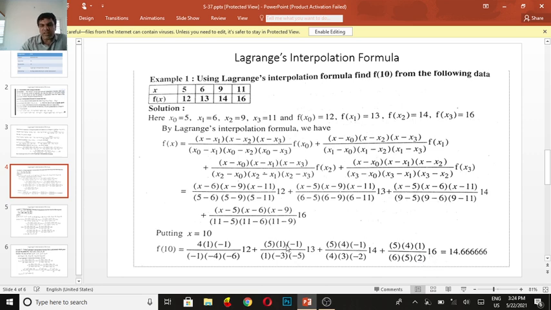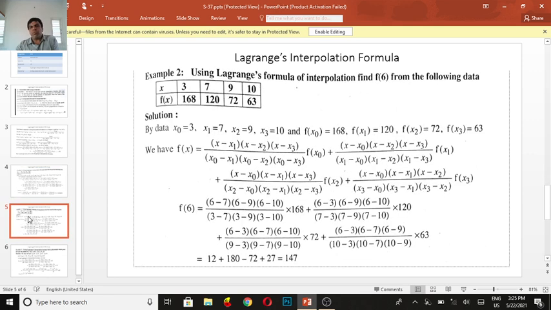Simply calculating the values, the final value is 14.666666. This value lies between 9 and 11, so the corresponding value lies between 14 and 16. This is the value, 14.6666. Similarly, we come to one more problem.